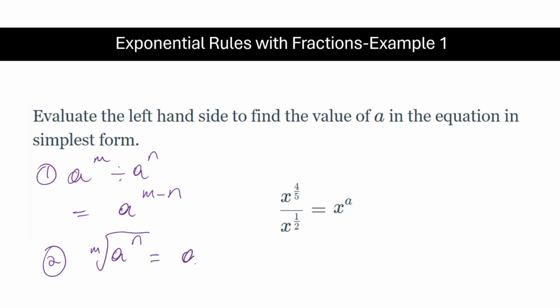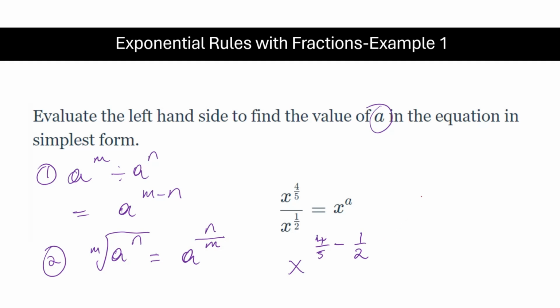I'm going to have the root in the denominator now be m, switching the letters around just to play around with the letters, and then n is going to be in the numerator. So if we understand this, this question is simply asking us to find what a is. We want a to be 4 over 5 minus 1 over 2.